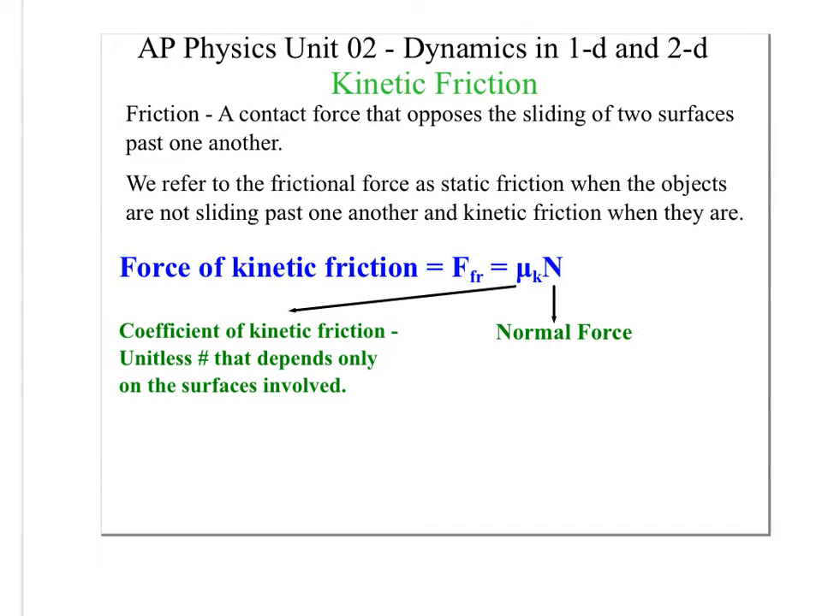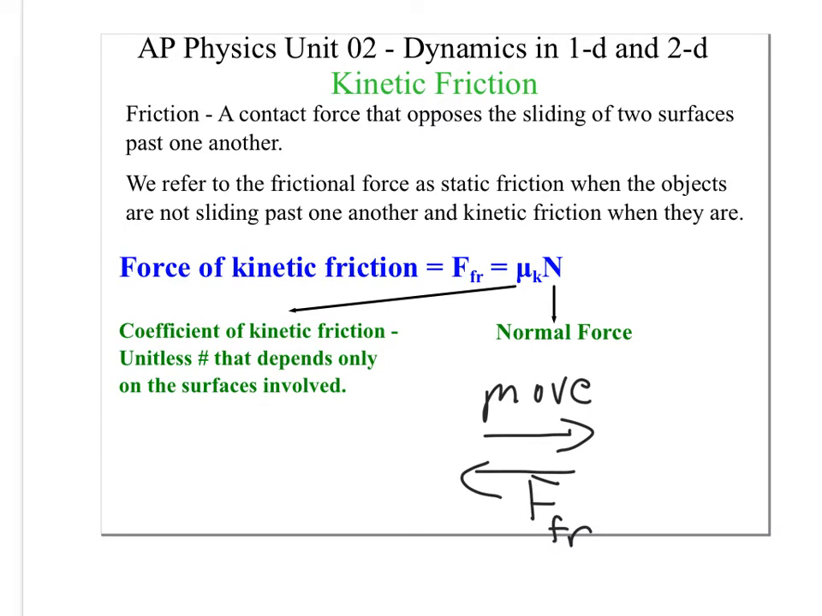So friction is a contact force. Friction only occurs when two objects are touching each other, and it is a force that opposes the sliding of two surfaces past one another. So if we have a box that's moving to the right, then friction points to the left. If this is the movement to the right, then our force of friction, capital F subscript FR, points in the opposite direction. It's not always up or down or left or right. It just depends on whatever direction movement is occurring, and then it's the opposite way. It prevents movement and tries to stop movement.